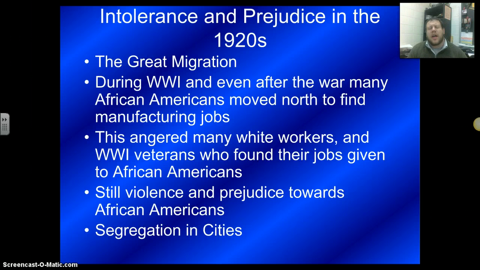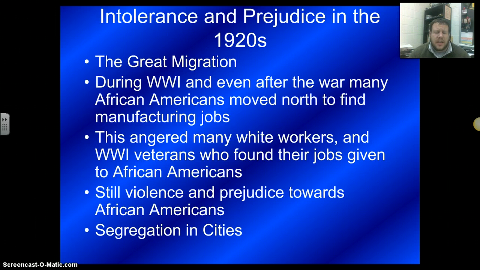And today we're going to focus on racial issues in the 1920s, as well as immigrant issues. Let's talk about the idea of intolerance and prejudice. We obviously talked about the Great Migration before, when a lot of African Americans moved from the South to the North during World War One for those jobs. As the white workers came back from the war, there was some animosity because of that, and so we saw a lot of violence and prejudice towards African Americans, and also a lot of segregation in the cities.